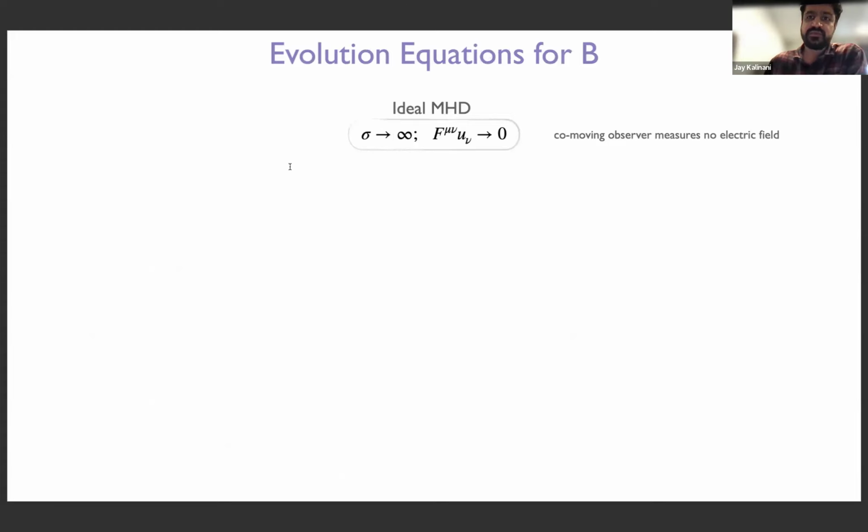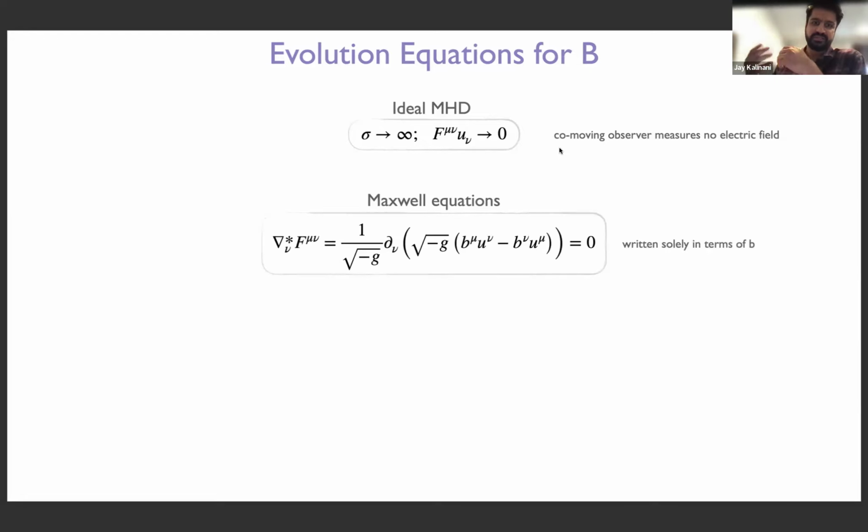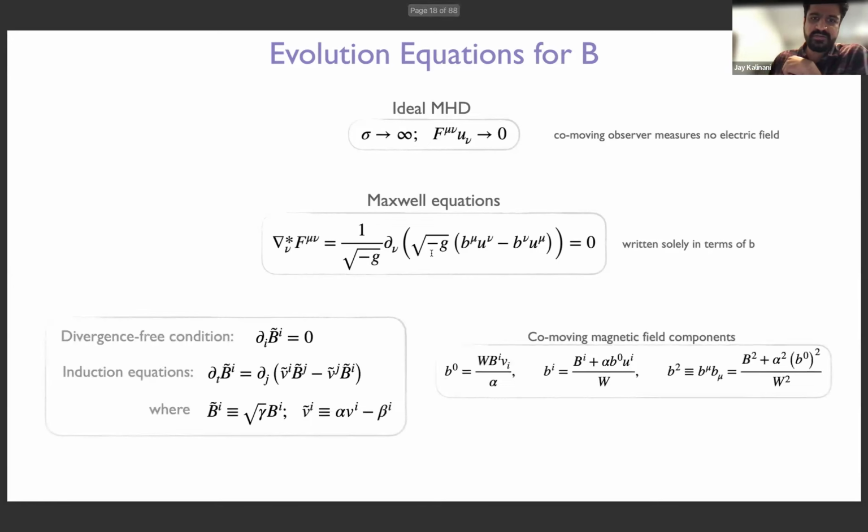Now, to talk about the evolution equations for the magnetic field. Typically, GRMHD codes are based on the assumption of ideal MHD, considering that your electric conductivity goes to infinity. In that case, the co-moving observer that is moving along the fluid measures no electric field. And in that case, you can rewrite your Maxwell equations solely in terms of the magnetic field, B itself, in this form.